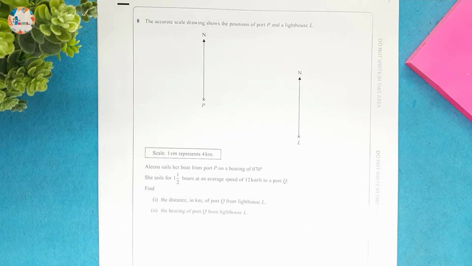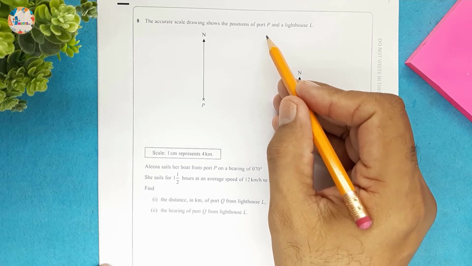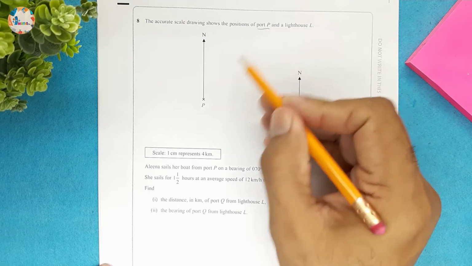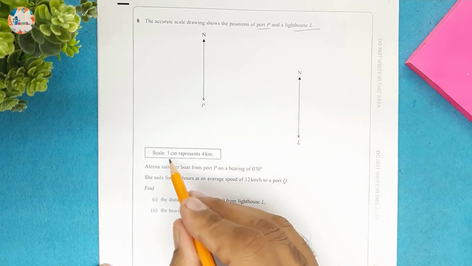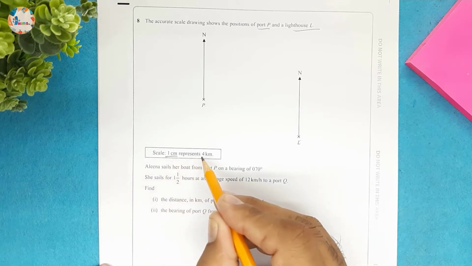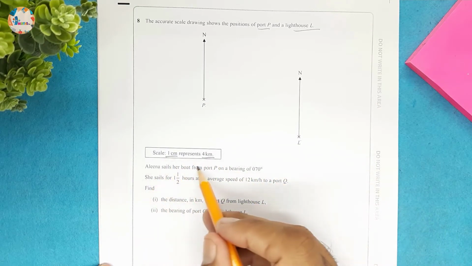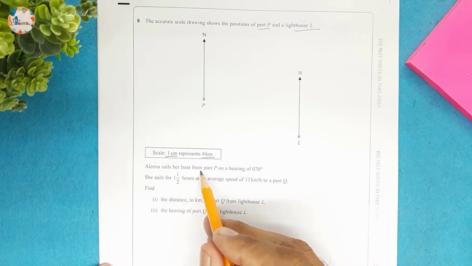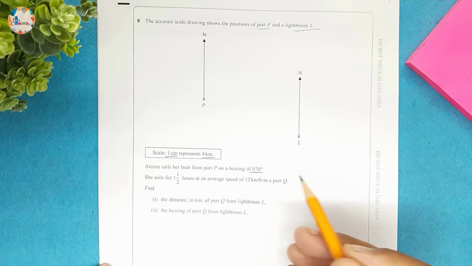Now this is question number 8. This is a bearing question, and the accurate scale drawing shows the positions of port P, this is port P, and lighthouse L, this is lighthouse L. In the scale, 1 centimeter represents 4 kilometers. Alina sails her boat from port P on a bearing of 071.